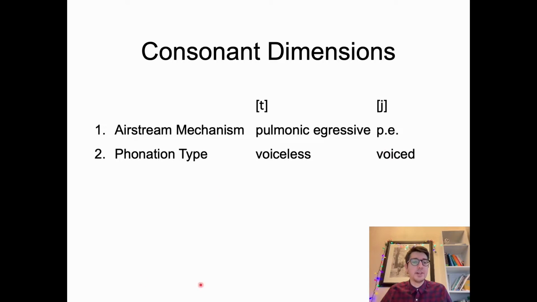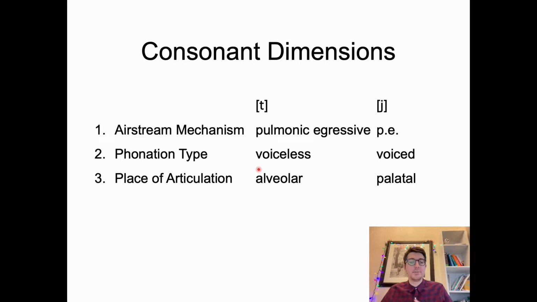Then we have place of articulation, denoting the place where our articulators meet each other. In this case, with the sound t, the tip of the tongue is meeting the alveolar ridge, and that's why we call this sound alveolar. With respect to y, the body of the tongue is meeting the palate, or the roof of the mouth, and that's why we call this sound palatal.